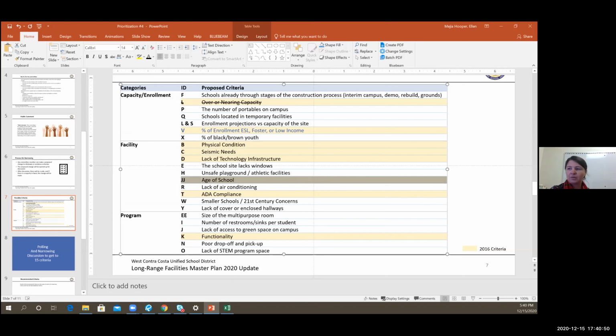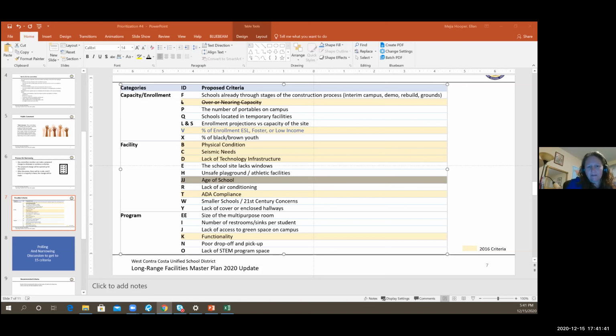As far as the site goes, it did look at drop-off space. It did look at whether there was STEM program space. It did talk about the number of restrooms, or at least sinks. The size of the multipurpose room was on there. So quite a few of these items were specifically part of the grading system. Okay, so it seems like they are already combined into functionality, so we should consider cutting those off. And you're saying that assessment was already done? Yes, it was done in 2016.